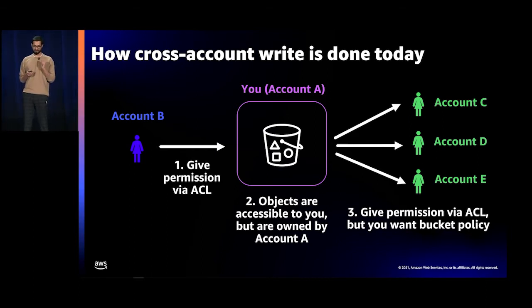Second, once these write operations are successful, these objects are accessible to you. However, you don't own them. They're still owned by account B. And then the third problem is, if you want to give access to objects written and owned by account B to other accounts such as C, D, and E in this case, using bucket policies, you won't be able to do that because you're not the owner of the objects written by account B. And in order to share those objects with other accounts, you will have to use access control lists.